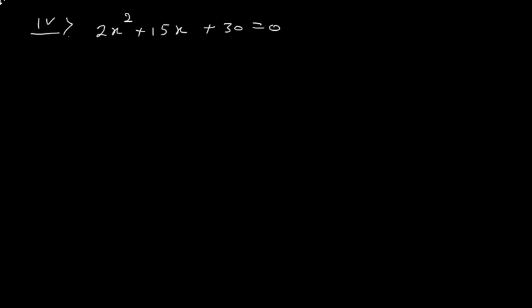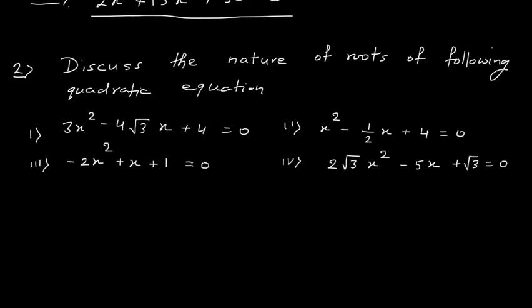The problem is 2x² + 15x + 30 = 0. Now you can solve this problem by yourself. Okay, so let us move to question number 2. The second question is also: discuss the nature of roots of the following quadratic equations.